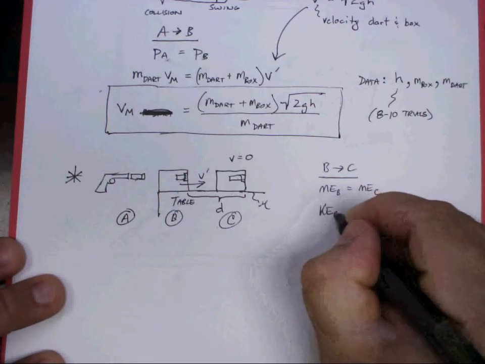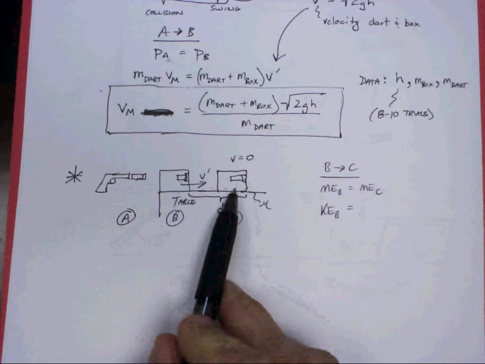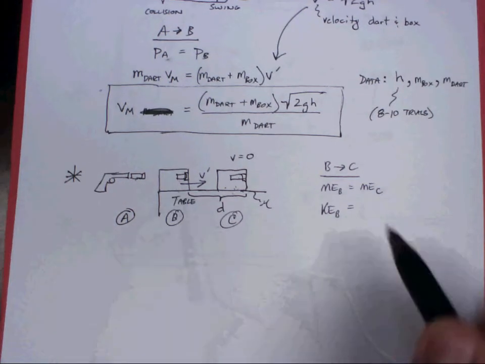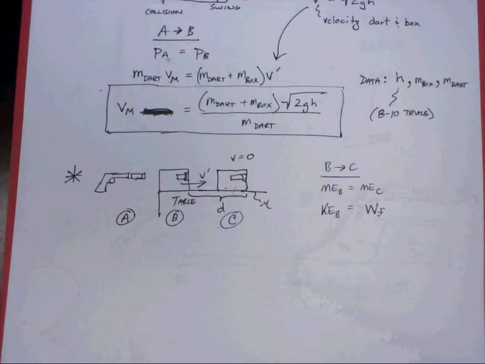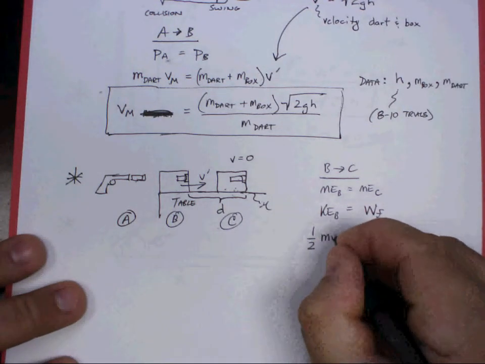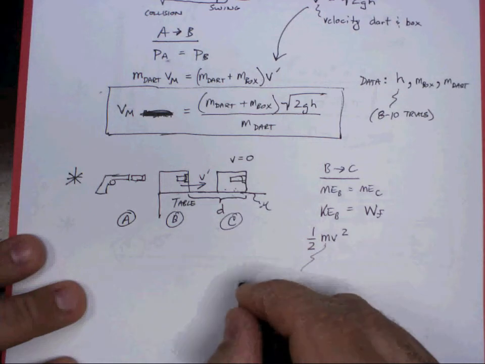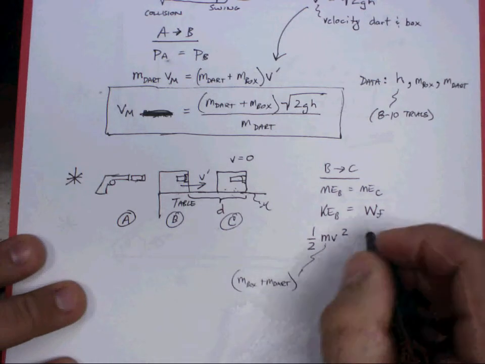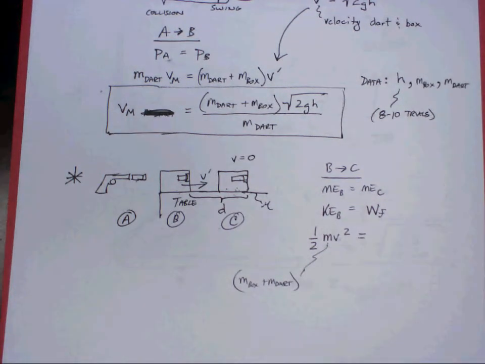What kind of mechanical energy is there when the bullet strikes the box and they start moving off together? There's kinetic energy. So the kinetic energy at B. What type of energy is at C when the box is at rest and not moving? Well, there's no potential or kinetic. Where did that kinetic energy go? It went into the work done by friction. What's the formula for kinetic energy? 1/2 m. What mass are we dealing with here? Again, that mass is the mass of the box plus the mass of the dart. Just to be clear on that.